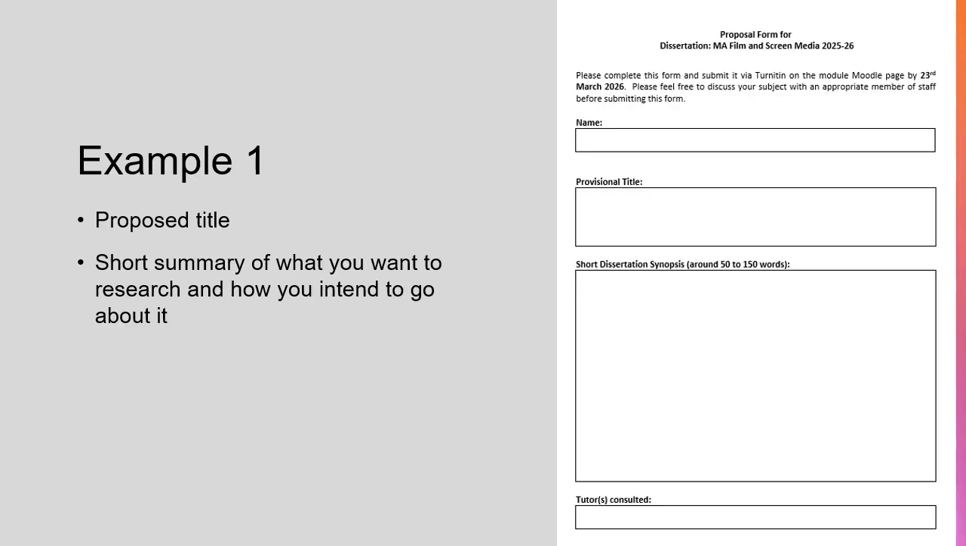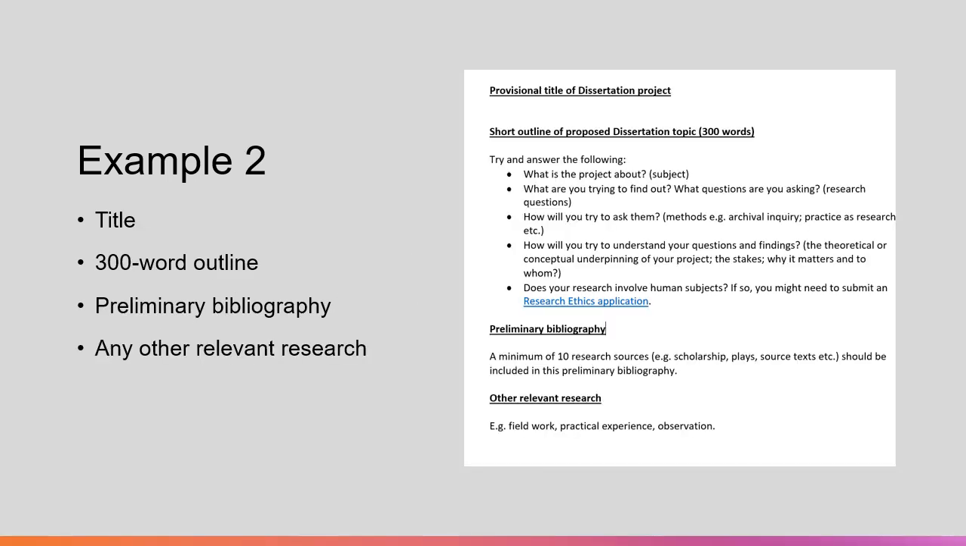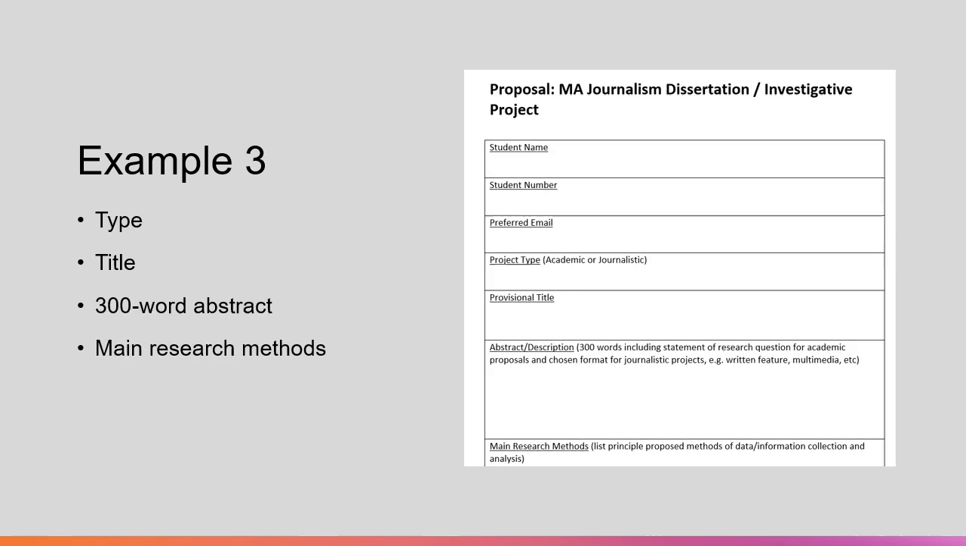Let's look at a few examples. This proposal form simply asks for a proposed title and brief 50 to 150 word summary of what you want to research and how you intend to go about it. This example asks for a 300-word outline, a preliminary bibliography, and any other relevant research you may draw on. This example asks for a 300-word abstract plus a description of the main proposed research methods.